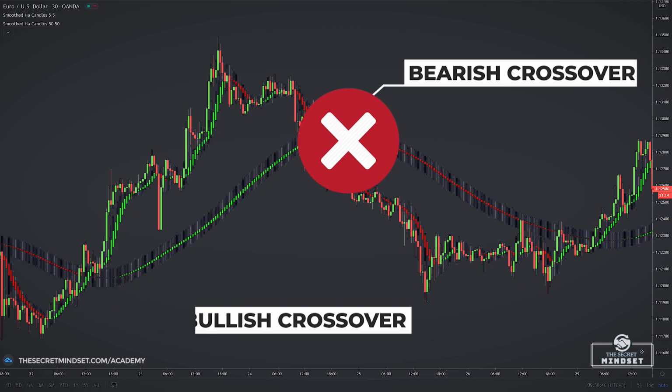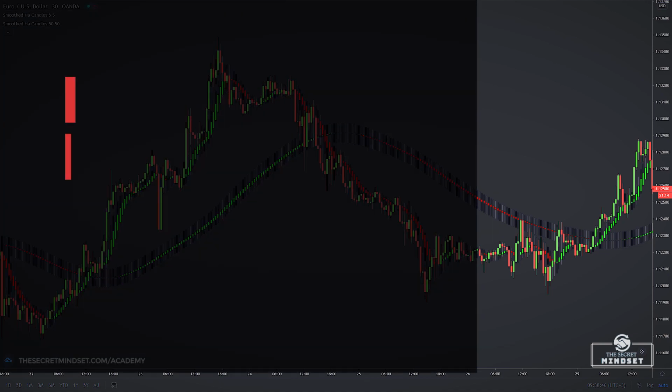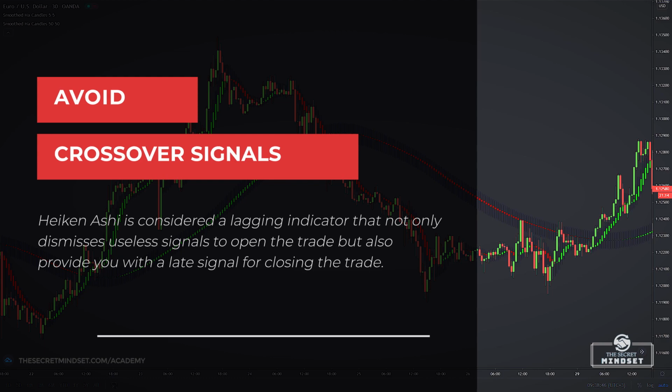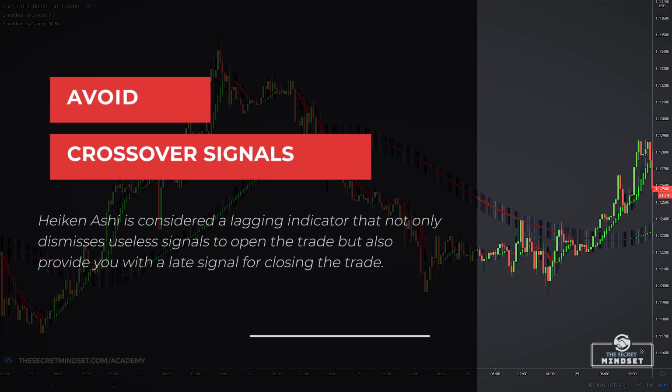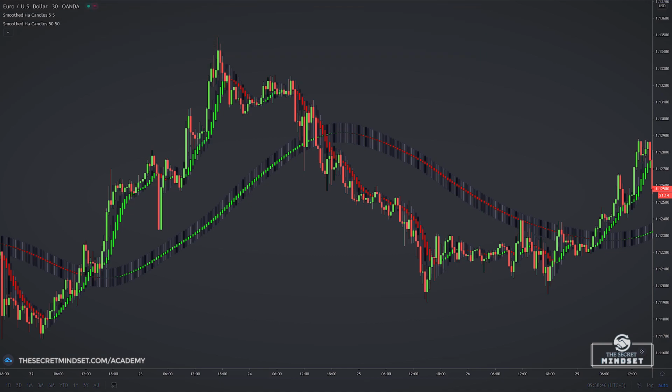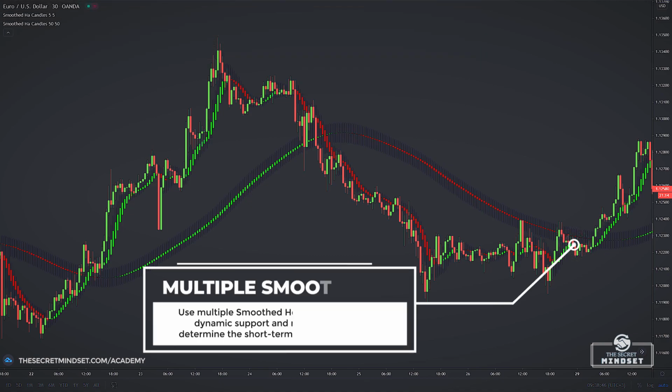Don't use this strategy. Heiken Ashi is considered a lagging indicator that not only generates useless signals to open the trade, but also provides you with a late signal for closing the trade. Attempting to build a crossover strategy with two Smoothed Heiken Ashi lines is a very bad idea. If you don't want to see the market slowly destroying your profit, as the trend you are trying to trade has already changed, I advise you to use multiple Smoothed Heiken Ashi lines only for dynamic support and resistance levels, and not for crossover signals.